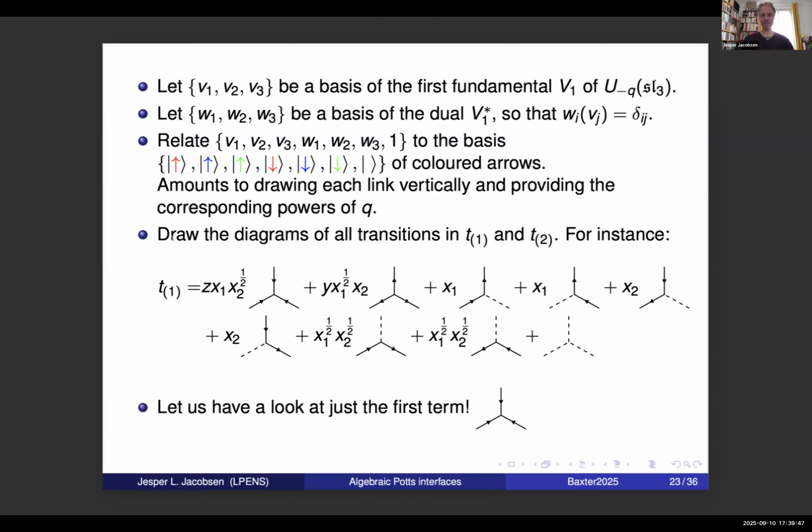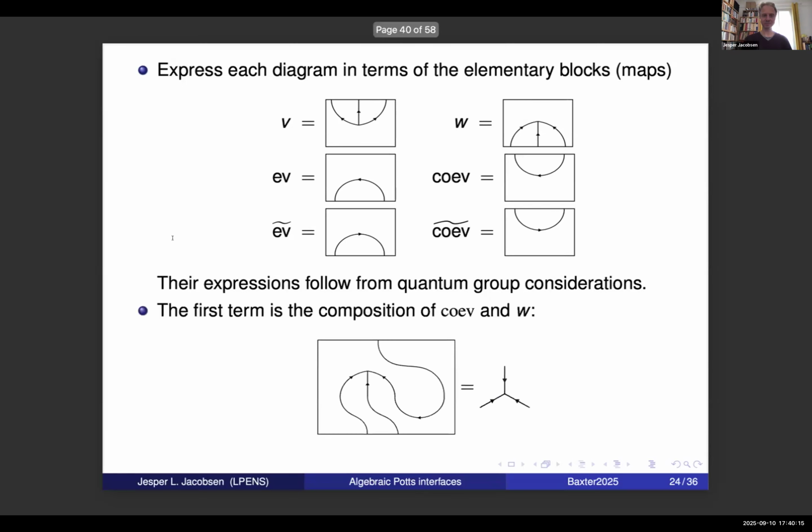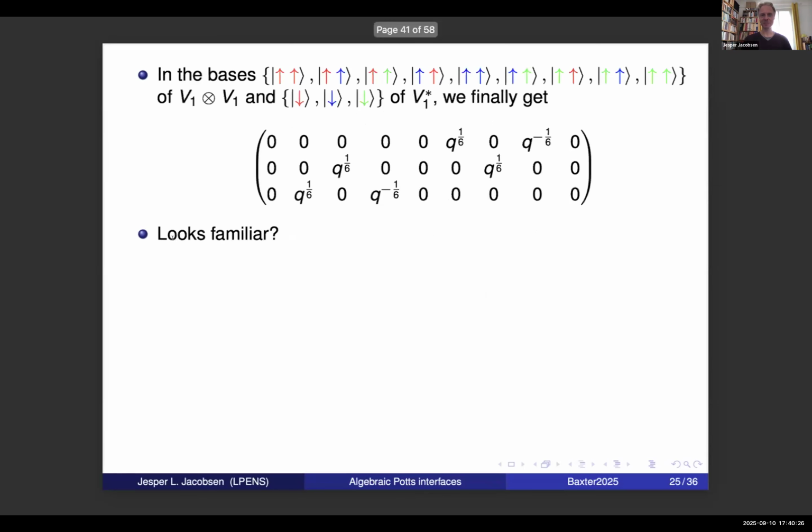And what I'm going to be interested in here is just one of the terms, the tricky terms where 3 occupied edges meet. So let's look at this. Each diagram in algebraic terms can be written in terms of some elementary blocks, which are called VW, and evaluation and co-evaluation, and some tilde version of them. And their expressions, they actually follow from considerations on the quantum group. So the term that I need is a composition of the co-evaluation and W, as you can see here. It's a so-called zigzag identity.